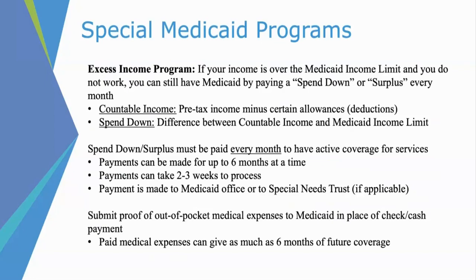Spend downs or surpluses must be paid every month to have active coverage for services. Payments can be made for up to 6 months at a time. Payments can take 2 to 3 weeks to process, and payment is made to the Medicaid office or to a special needs trust if applicable. You can submit proof of out-of-pocket medical expenses to Medicaid in place of checks or cash payments. If you pay medical expenses, it can give as much as 6 months of future coverage.